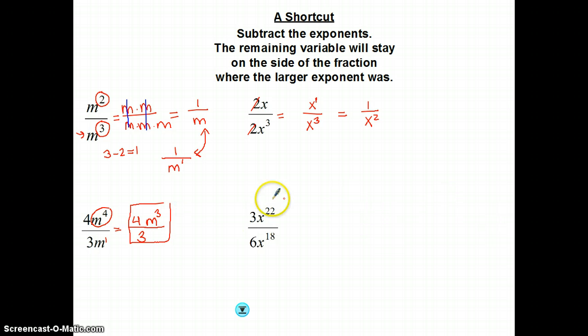To the right, I'll go ahead and reduce my 3 and my 6. The 3 in the numerator becomes a 1, and the 6 becomes a 2. And now writing out 22 x's on the top and 18 on the bottom sounds like a lot of work, so I'm just going to subtract my exponents. 22 minus 18 gives me 4. Since there are more on the top, my x to the 4th power remains on the top. That 1 in front is kind of unnecessary, so I'm just going to go ahead and write this as x to the 4th over 2.